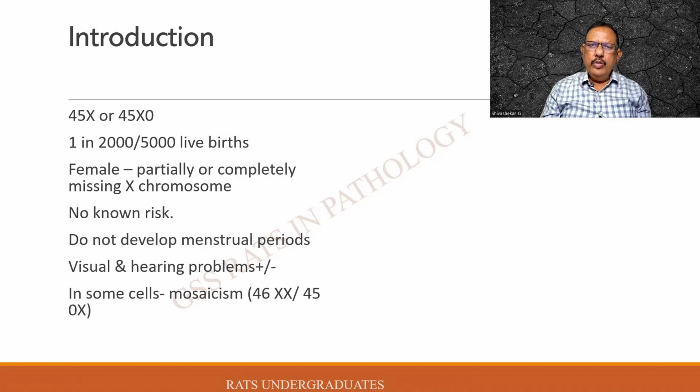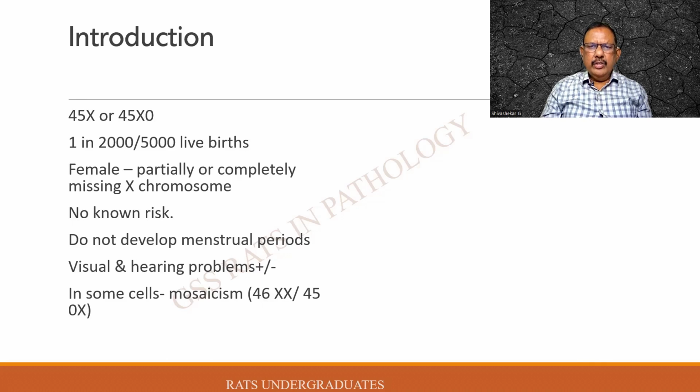Not as common as Down syndrome, but quite common: 1 in 2,000 to 5,000 live births. So, the female has a partially or a completely missing X chromosome. As I told you earlier, the defect is with the non-disjunction from the father's chromosome. The mother has two X chromosomes, one of which comes to the offspring, whereas the chromosome from the father fails to come, as a result of which there is a defective X chromosome. There is no known risk, such as maternal age.